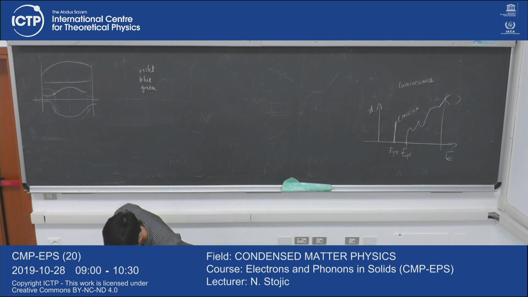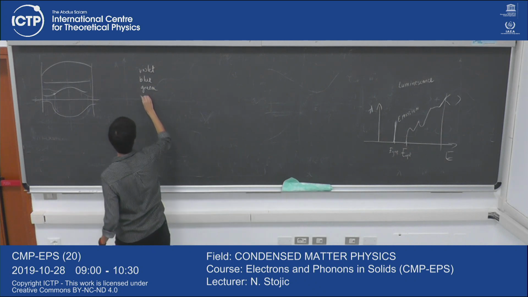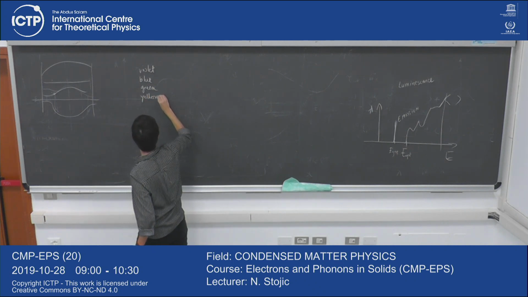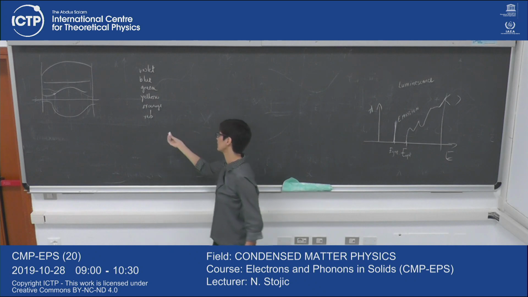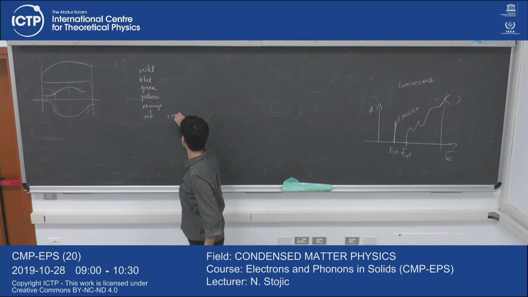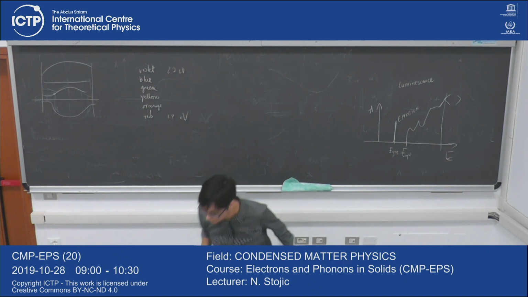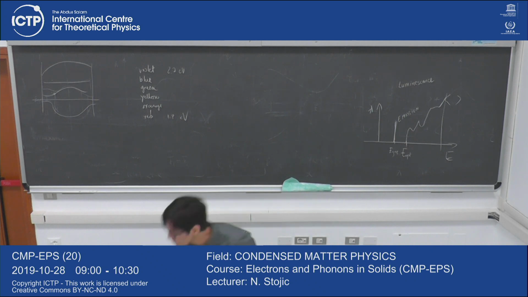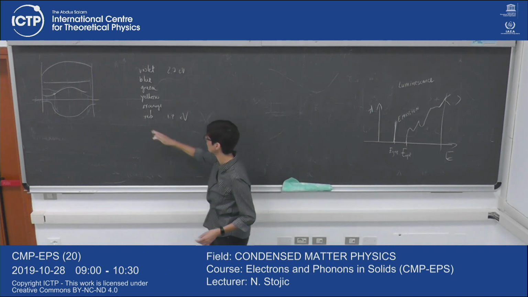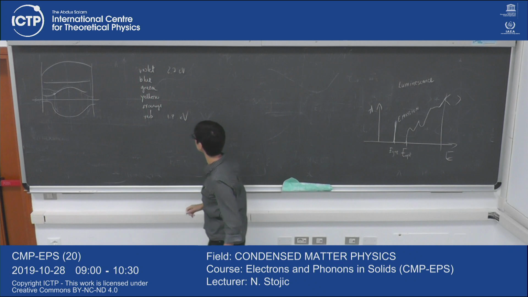Then orange and yellow-orange, and red. Now, the energy of the light roughly, I think this is from 1.7 to 2.7. Yeah, more or less. Then you have infrared and ultraviolet.